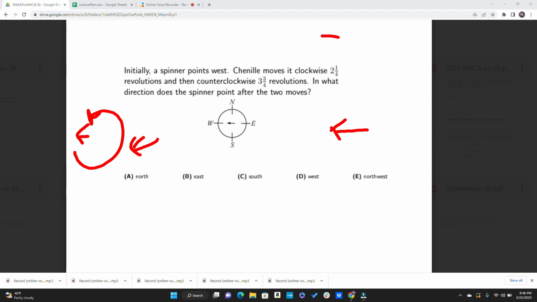Okay? Remember, clockwise is this direction. So 1/4 of a revolution in that direction means we're going to change it by 90 degrees. This much, right? So after the first move, our spinner is going to point north. Okay. Now it's going 3 3/4 revolutions counterclockwise. So in the other direction. Remember, the 3 part doesn't matter. After 3 revolutions, it'll be back to where it started. And now we need 3/4 revolutions. So it's going to go not 1/4 or 2/4, but 3/4. All the way around to here. Right? Because we're going counterclockwise now. So when that happens, the spinner is going to point east. Answer choice B.